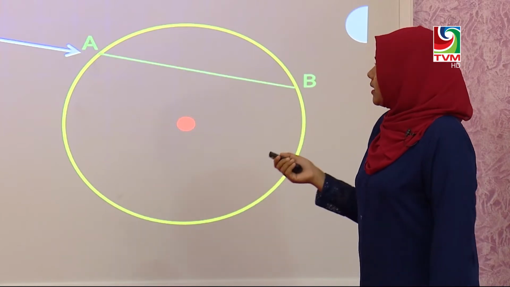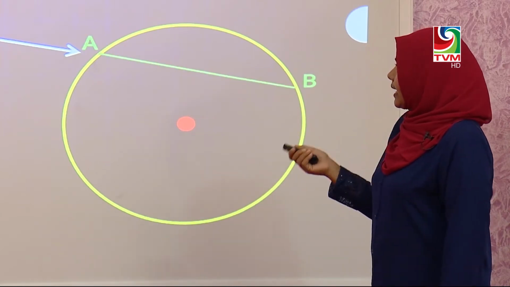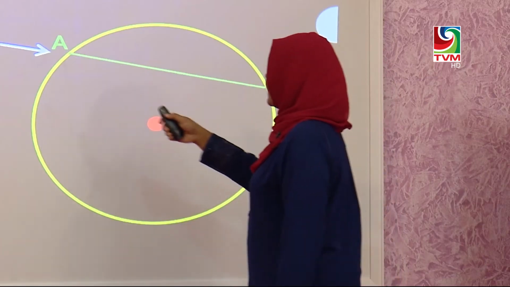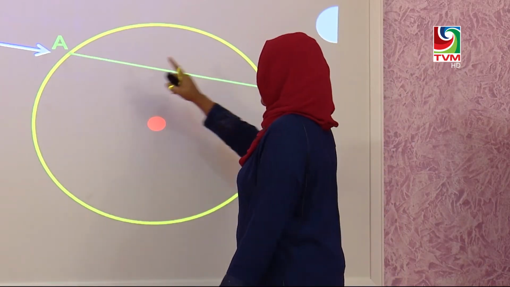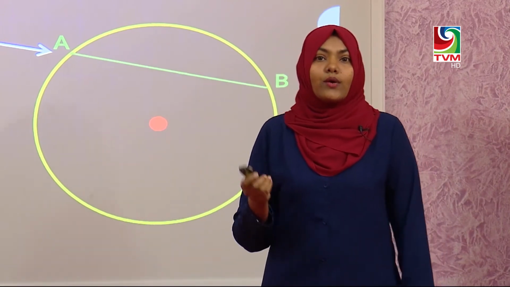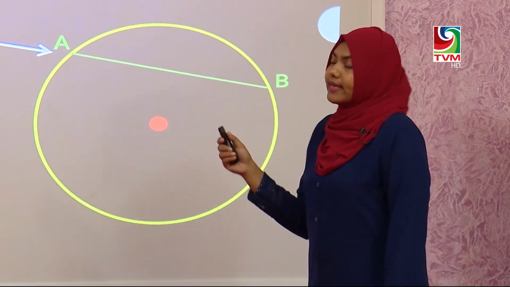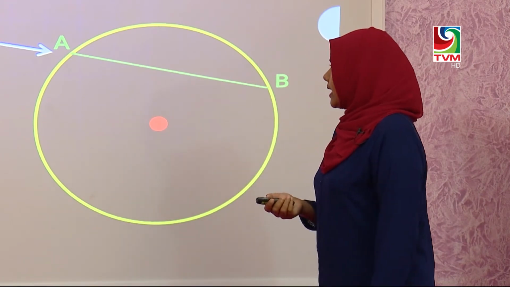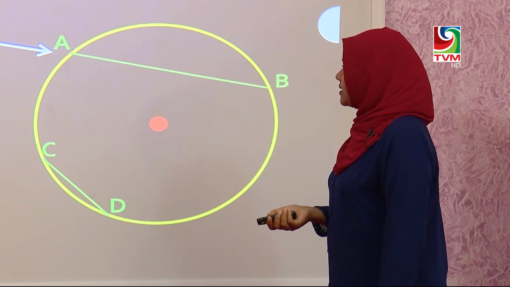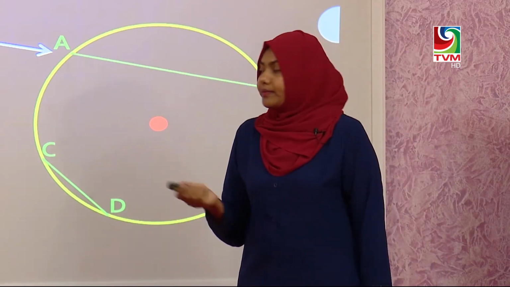Chord. A chord can be any line that is joining two points on the circumference. Here I have marked A and B as a chord, but you can take any point from the circumference, from one edge to the other edge of the circle. So, you can see from here C and D is also a chord.